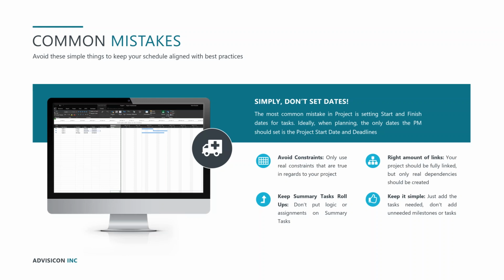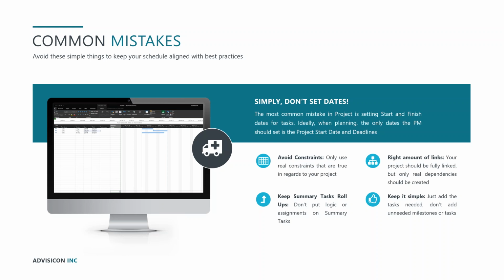We talked about avoiding anything on summary tasks, so keep our summary tasks roll-ups only. Don't put any logic on them. Don't put any assignments on them. And then last tip is keep your schedule simple. As much as we're going to look at some complicated schedules here today, don't add anything that doesn't need to be there, right? So we don't want to just have a whole ton of milestones. That's one of the most common things I see when I'm examining people's schedules, is they've got minor milestones and major milestones and a whole bunch of extra milestones that really aren't needed in their schedule.